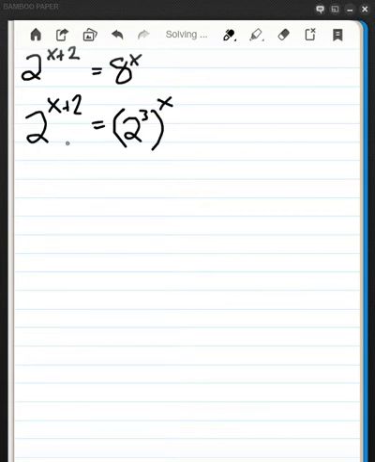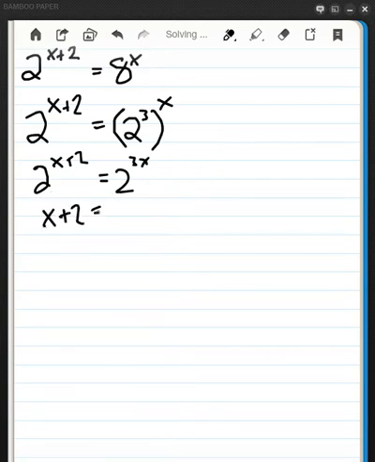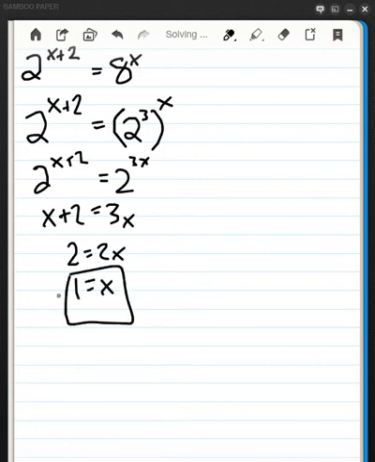So now that we have the like base, let me just simplify this side a little bit, so we have 2 to the x plus 2 is equal to 2 to the 3x. Well, if the bases are the same, then that means that we have to be raising it to the same power. So if my bases are exactly the same, I can set the exponents equal to each other. So x plus 2 is equal to 3x. And if we subtract x from both sides, we get 2 is equal to 2x, and therefore 1 is equal to x.